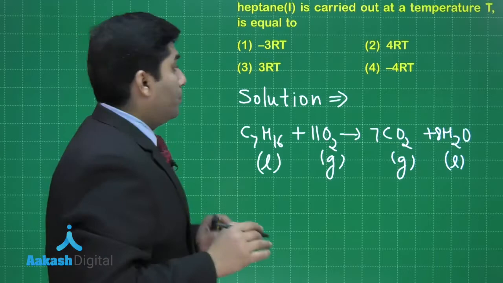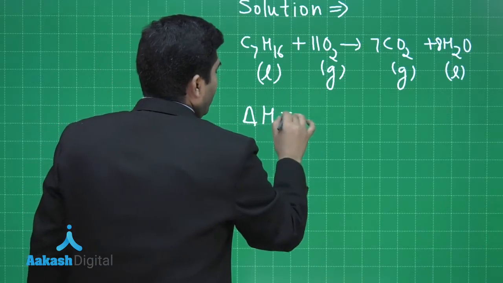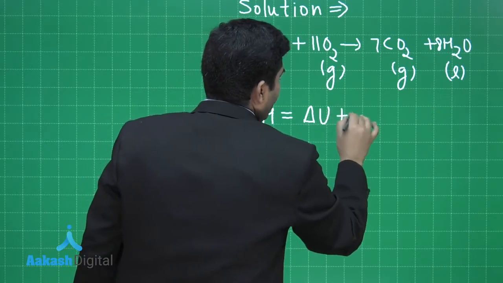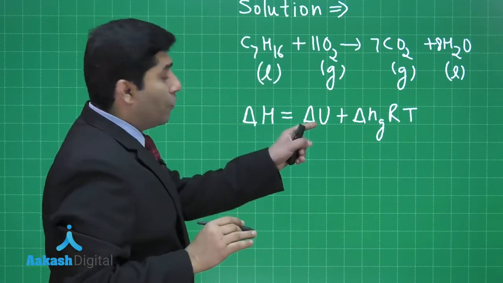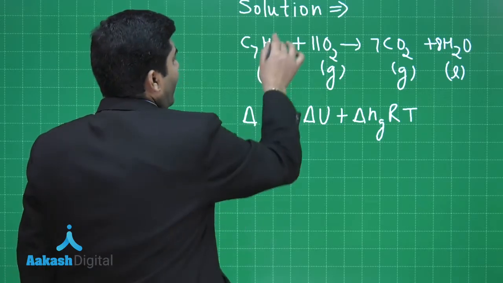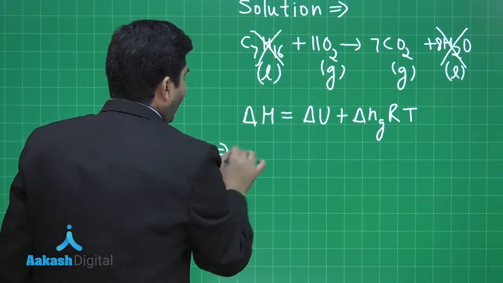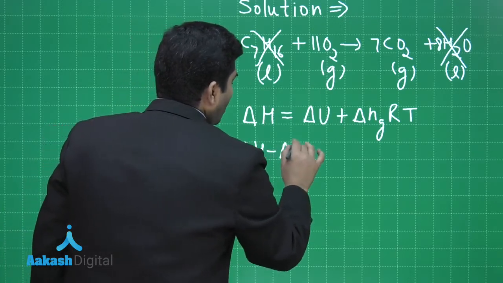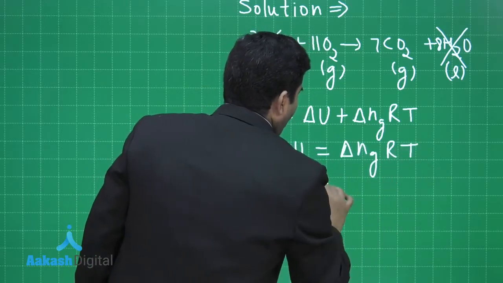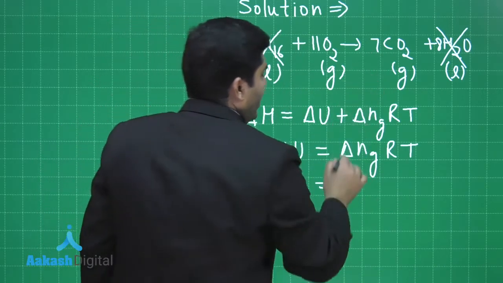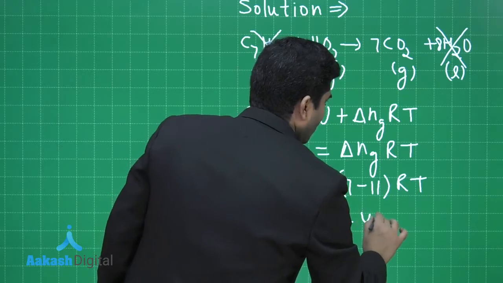Now, we know that the enthalpy change delta H can be written as delta U plus delta ng RT. That means we have to take the number of moles of gases, so we will not take the liquids. We have to find out the change in the number of moles of gases. So from here we can write delta H minus delta U is equal to delta ng RT, and it is final minus initial. So 7 moles are here, 7 minus 11, into RT, and it is equal to minus 4 RT.